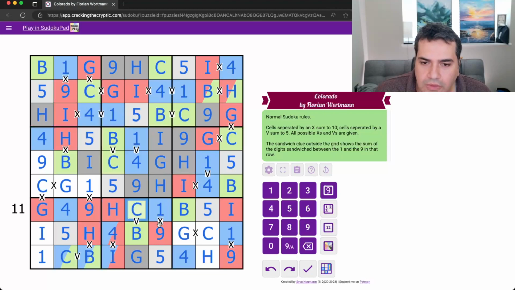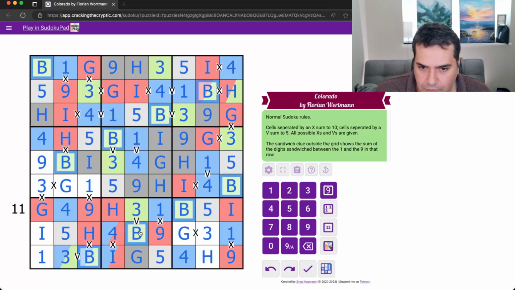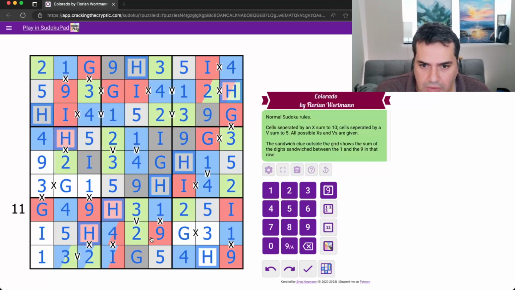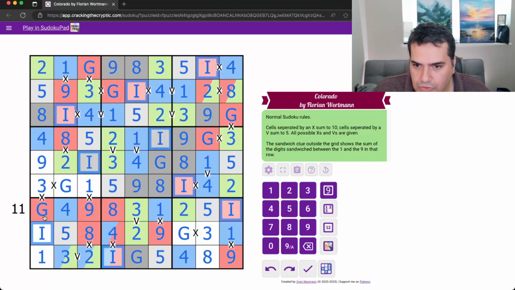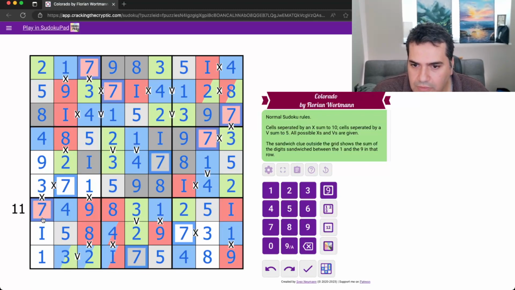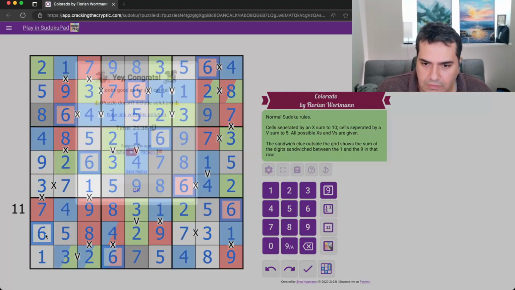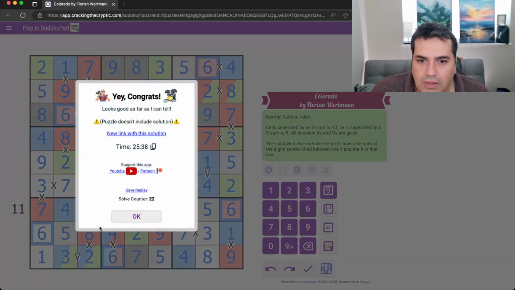H and C, so this can't be a 2 because it would have to be paired with a 2, 9, so C is 3, therefore B is 2, H is 8, G is 7, I would be 6. And there you go, that's solved for you in 25 minutes 38.